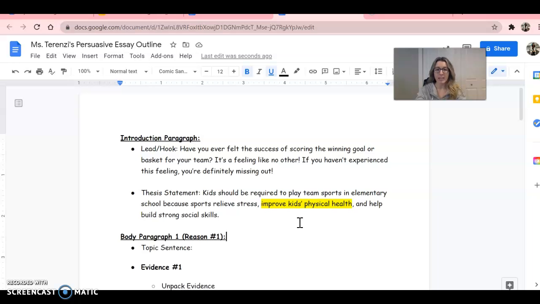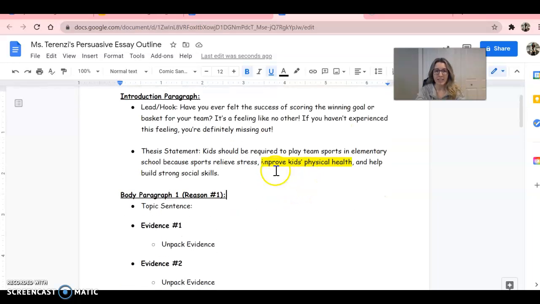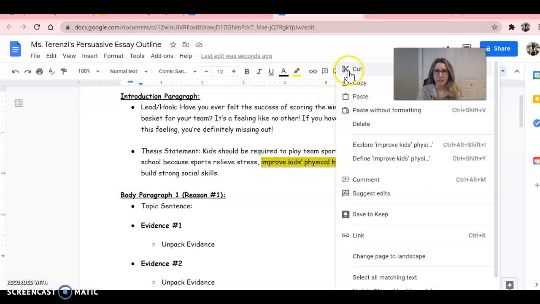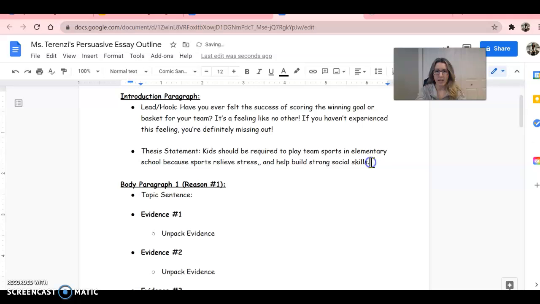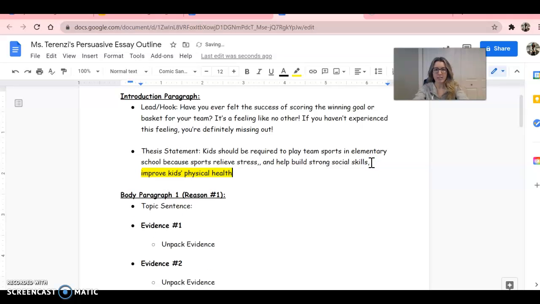So I'm going to highlight that as my most important reason. Now I see that I have it listed here as my second reason, but I want that to be my third reason because it's the most important. So what I'm going to do is I'm actually going to cut and paste this at the end. So I'm going to cut and put that at the very end of my sentence, okay?